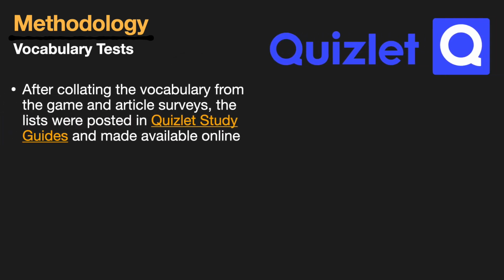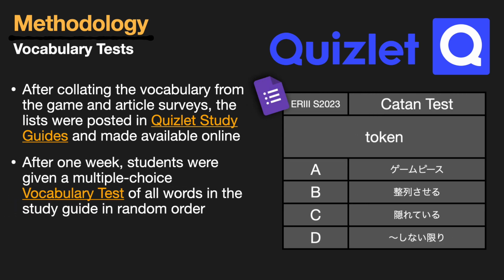For each game and article pairing, the entries to the vocabulary surveys were collated into an online study guide on the website Quizlet. The study guides provided students with the correct Japanese definition to the collective whole of the input English vocabulary. I have embedded a link into this presentation as an example of one of these study guides. And 1 week after posting the study guides, the students were given a multiple choice test for all the words in the study guides in random order. I have embedded an example of this test in the presentation.